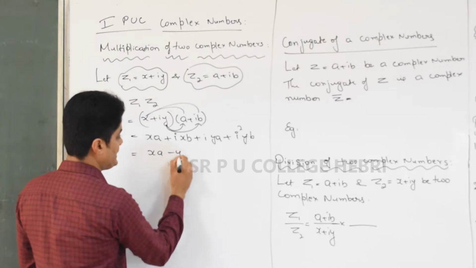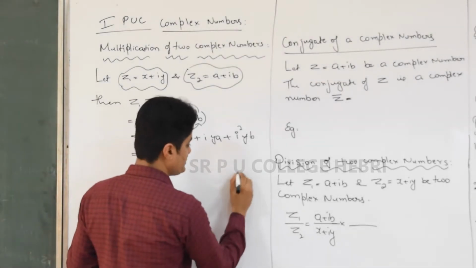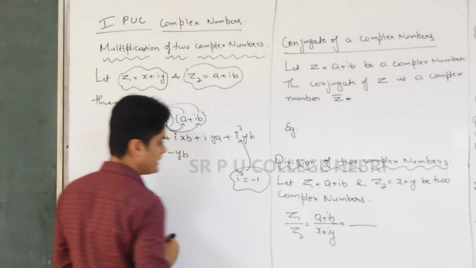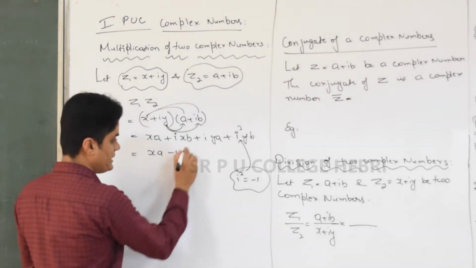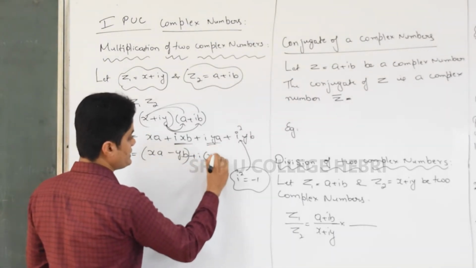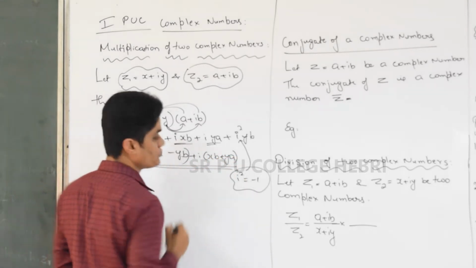So it is xa minus yb. Where did I get this minus yb? You know the i square value, i square is minus 1, so I replace it here and this plus becomes minus. The remaining two terms, this and this, you take i outside: xb plus ya. So this is the multiplication of two complex numbers.